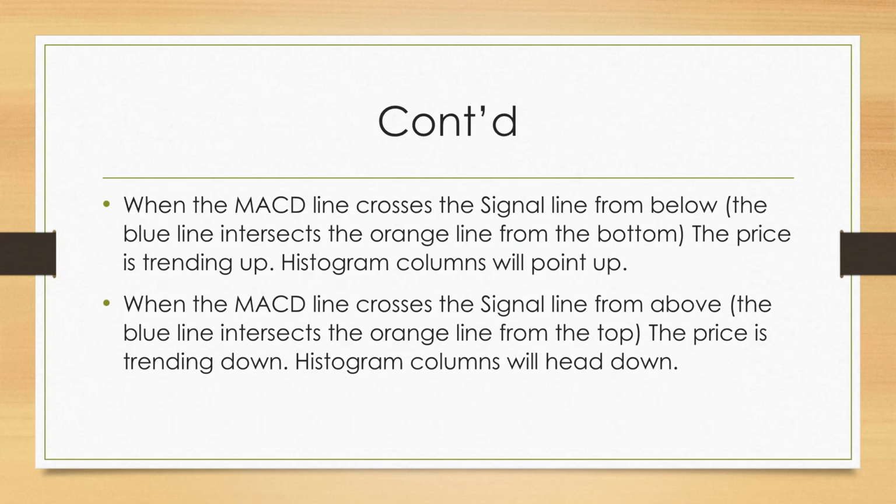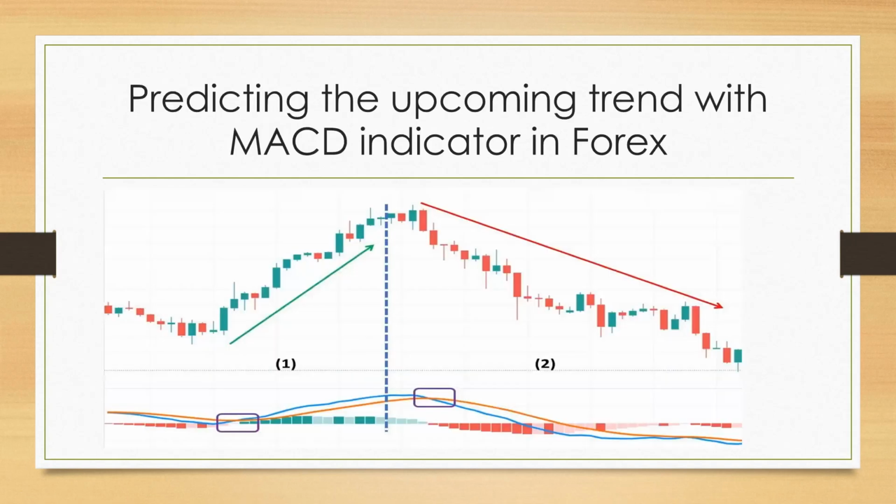When the MACD line crosses the signal line from below, or the blue line intersects the orange line from the bottom, the price is trending up and the histogram columns would point up. So here we see that. It crosses it from below, price is trending up, the histogram is going up. And that's our zero line right here.